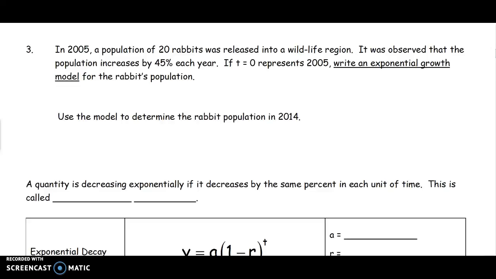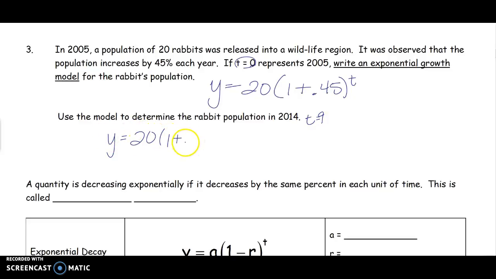In 2005, a population of 20 rabbits was released into a wildlife region. It was observed that the population increased by 45% each year. If T equals 0 represents the year 2005, write an exponential growth model for the rabbits population. Well, we started with 20 rabbits, and we grew by 45% each year. T equals 0 is 2005. So how many years have passed to get to 2014? If you said 9, you're correct. So that's what goes into our calculators.